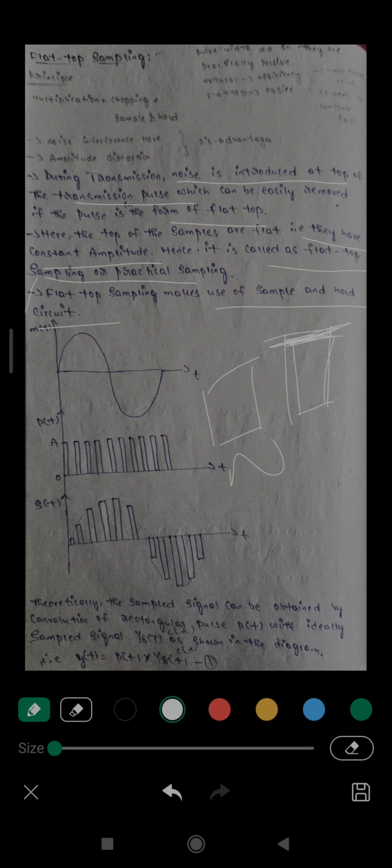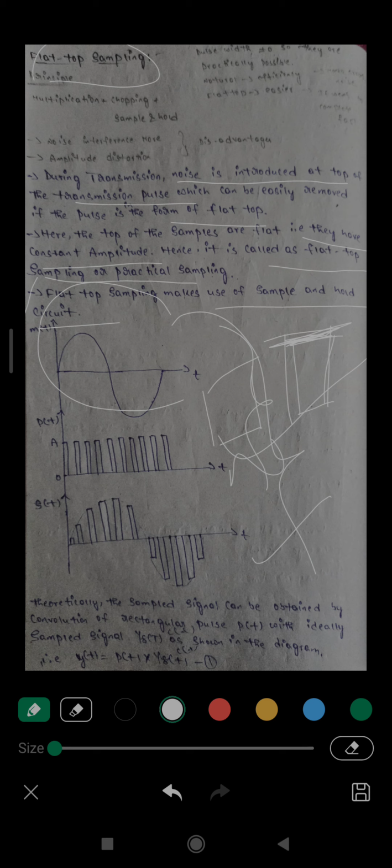Now this flat top sampling is expressed in figures as follows. We take the message signal and a pulse carrier signal. By multiplying these two, we get this flat top sampling signal. We have discussed sampling and its definitions so far. Now we discuss the mathematical representation of flat top sampling.